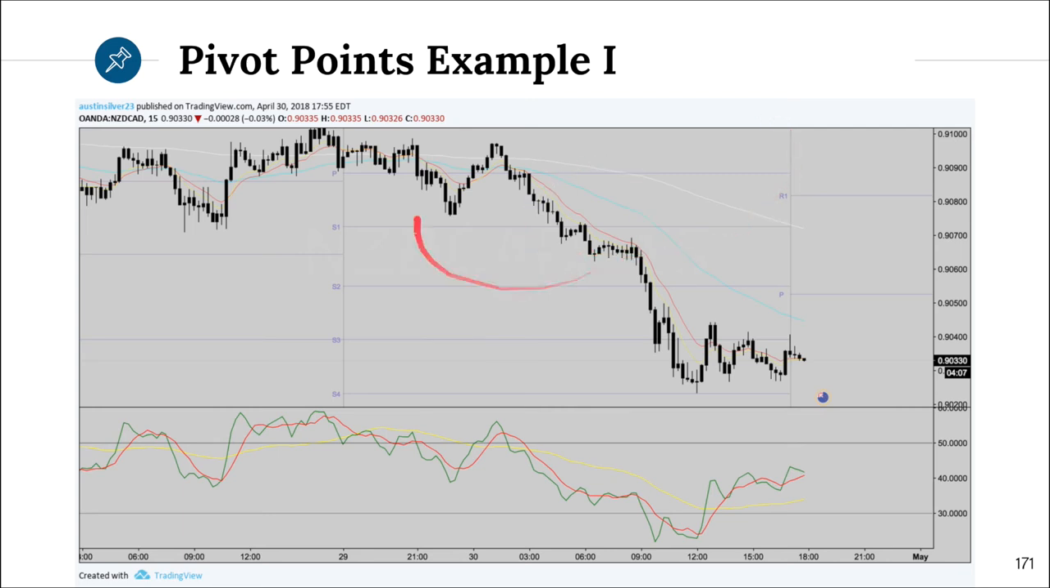Here you'll see I kind of blurred them out a little bit because this is how they're going to really look when we get into the markups. You don't need them that bright purple. It's almost too hard to see. But again, the market moves from the daily pivot to support 1, to support 2.